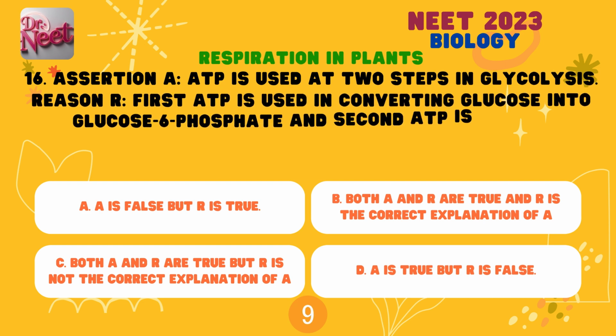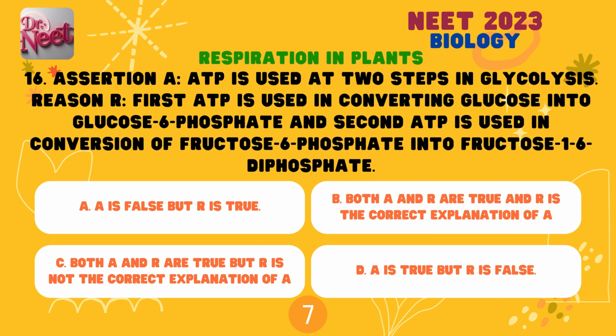Assertion: ATP is used at two steps in glycolysis. Reason: first, ATP is used in converting glucose into glucose 6-phosphate, and second, ATP is used in conversion of fructose 6-phosphate into fructose 1,6-diphosphate.